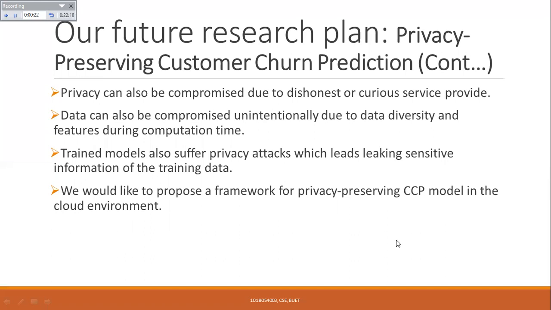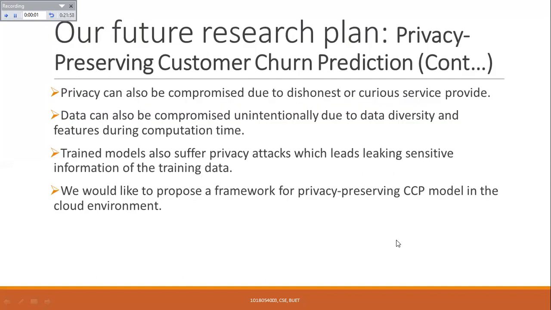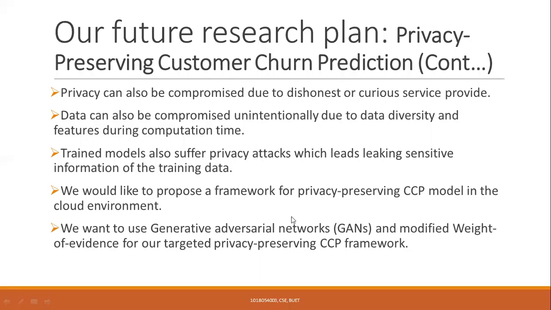Training a model can suffer a privacy attack, which leads to a leak of the sensitive information in the training data. So we would like to propose a framework for a privacy-preserving customer churn prediction model in the cloud environment. We want to use a generative adversarial network and modified intelligence for our targeted privacy-preserving customer churn prediction framework.